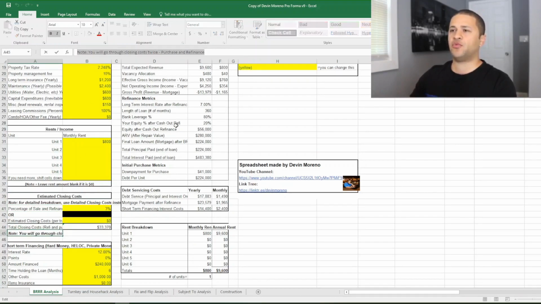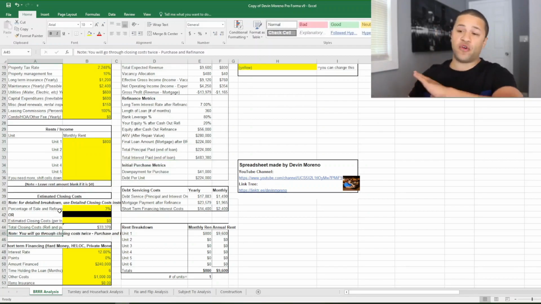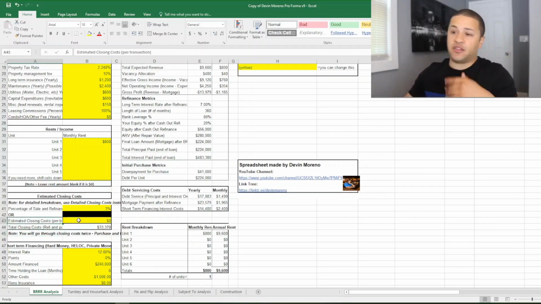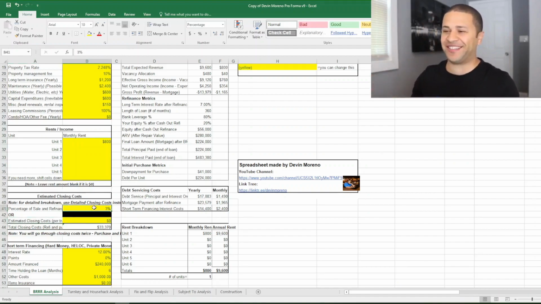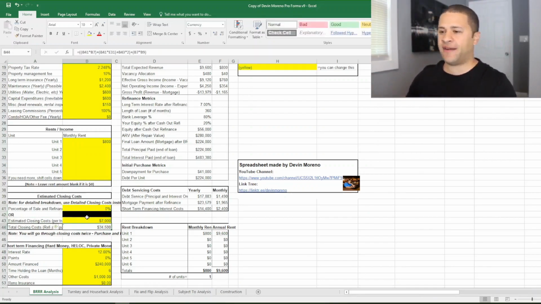It says, note, you will go through closing costs twice, all right? And that's because when you purchase it and when you refinance it, you have to do it again. So it actually calculates either a percentage of the sale. Remember, this is all for quick math, all right? So a percentage of the sale or just you estimating the number. What is it? $7,000. Do not use both. If you use both, it'll double calculate this whole thing. So you either have 0 and let's say $7,000, or you have the reverse. Do not do one of those.